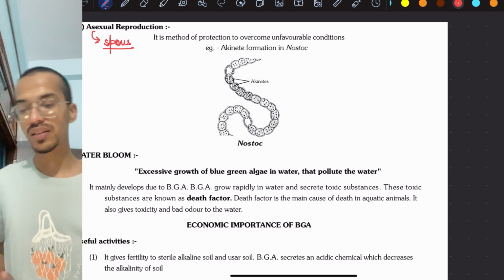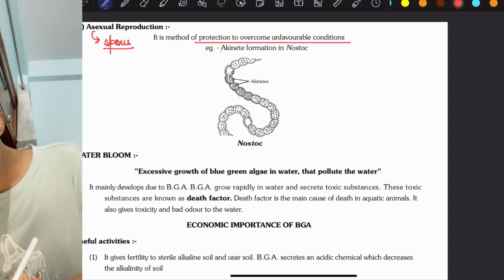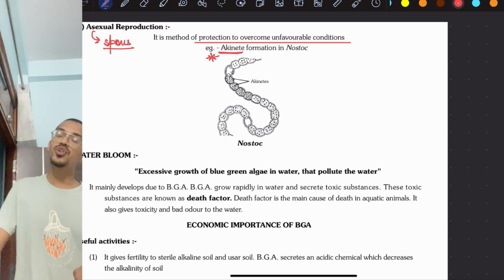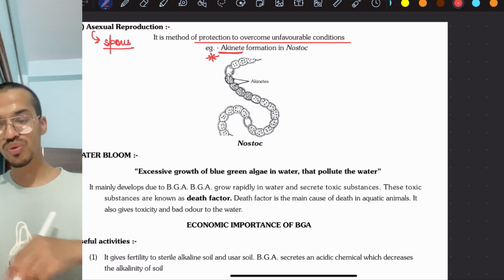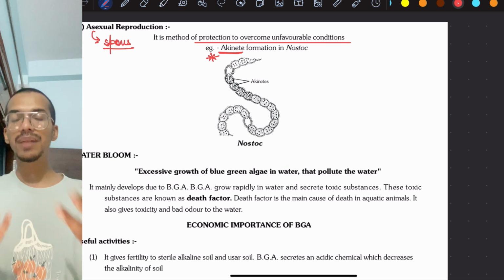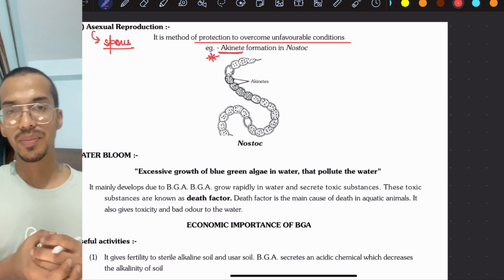So that happens in unfavorable conditions. It is a protection to overcome the unfavorable conditions. So what happens? Akinete formation will occur. This is very important. In Nostoc, another type of cell will form, that is akinetes, which will help them tide over the unfavorable conditions.